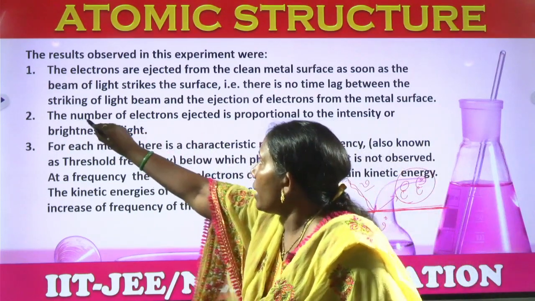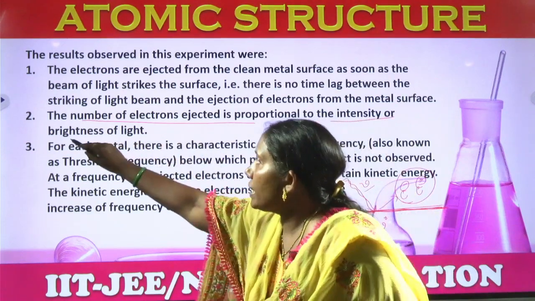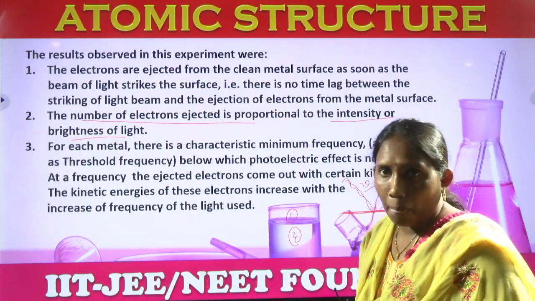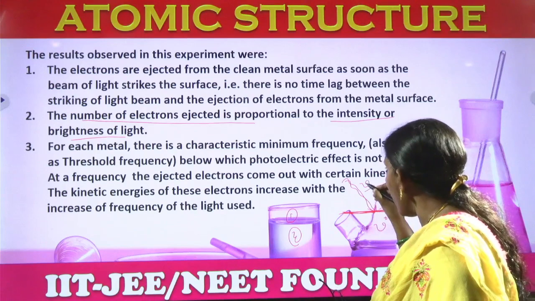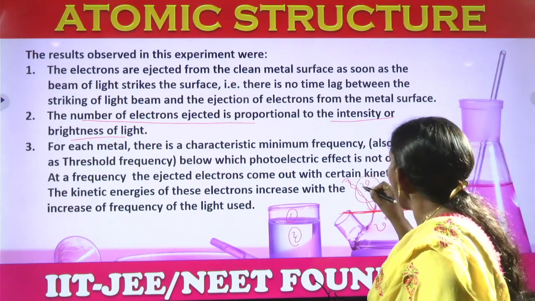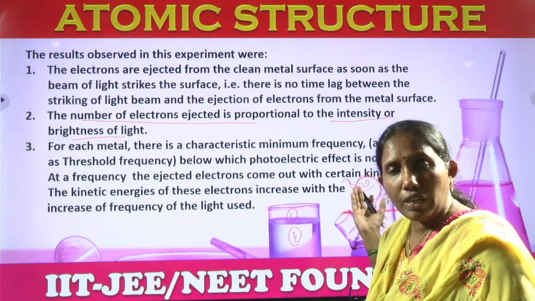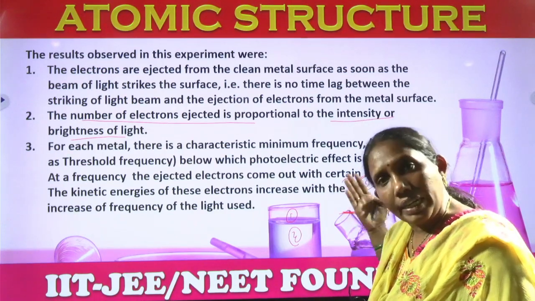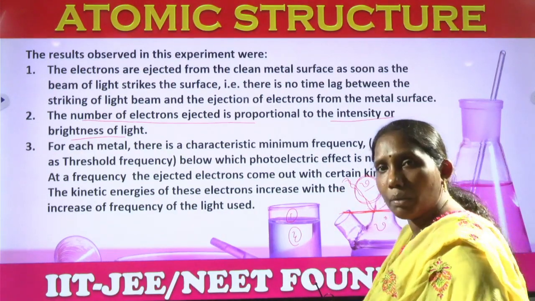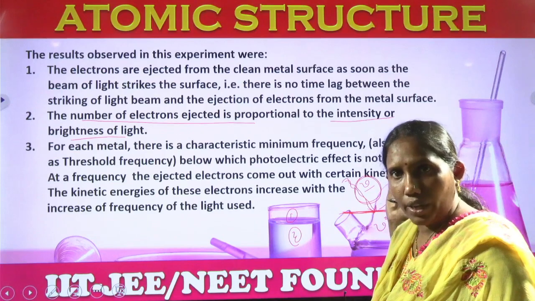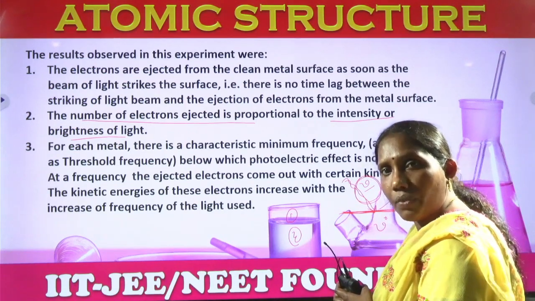What is that? The number of electrons ejected is proportional to the intensity or brightness of light. How many electrons are ejected depends upon the intensity or brightness of this light. The more brightness you give to that radiation, or the more intensity that radiation has, the more electrons will be ejected outside, okay. If you take less intensity, then fewer photoelectrons will come outside.